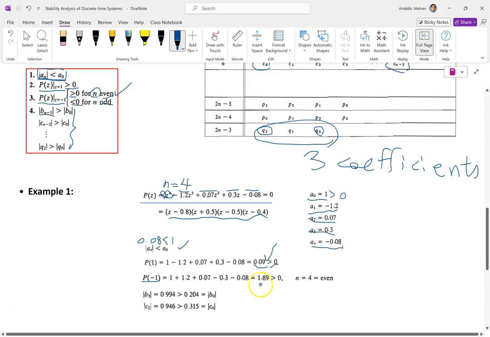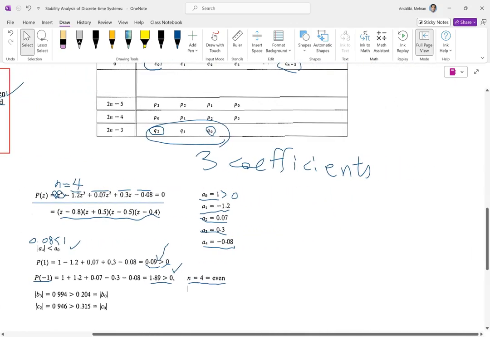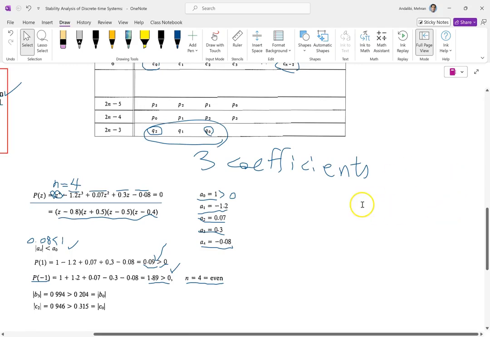If you calculate it, that is going to be 1.89. Again, it is positive. And since n is 4, an even number, that condition is also satisfied. So far, the first 3 conditions are good. Now it is time to form the tables. Okay, so let's go ahead and form the tables here together, form this table, and see what we are going to get.